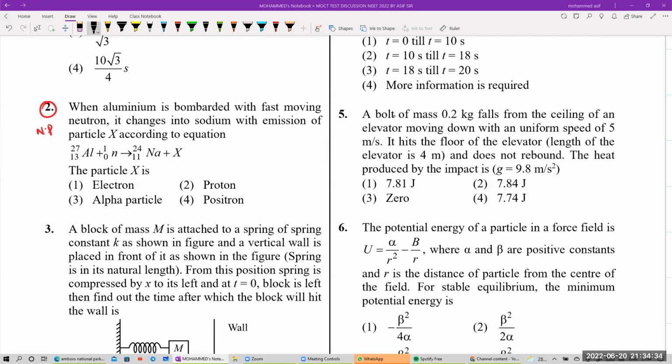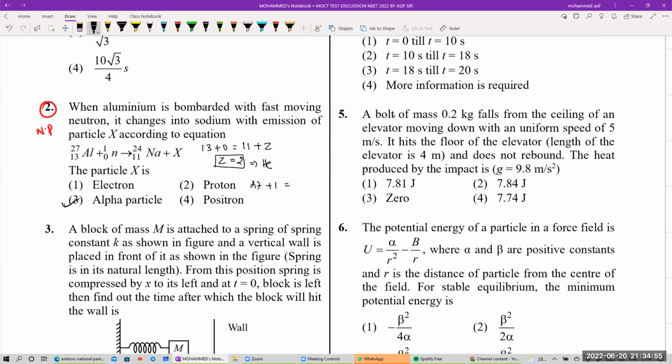यानी अगर मैं atomic numbers का conserve कर रहा हूँ तो देखिए यहाँ पर 13 plus 0 will be equal to 11 plus of your Z हो जाएगा. तो Z वैल्यू कितना हो गया, 2, यानी कौन सा एलिमेंट हो जाएगा? हीलियम, isn't it? So हीलियम पार्टिकल मतलब क्या? अल्फा पार्टिकल, isn't it?